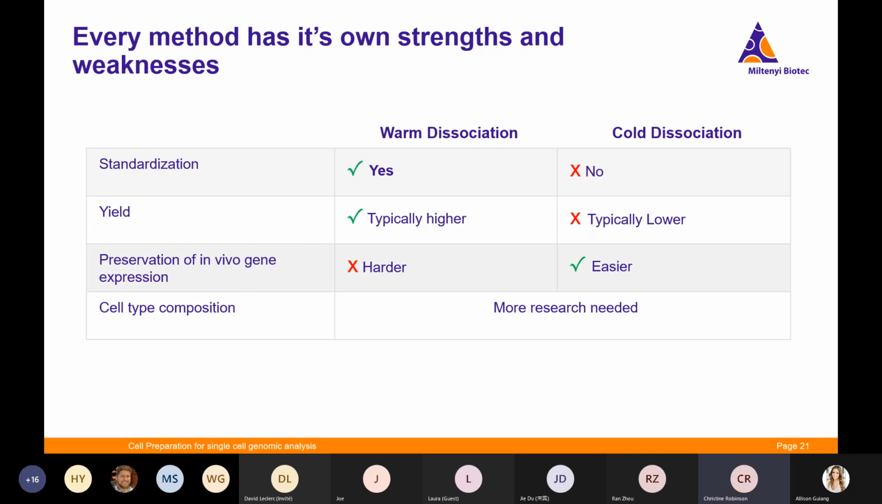And then finally, it has been shown that there are differences in cell type composition between warm and cold, but there's not really enough evidence to make any general conclusions on that yet.